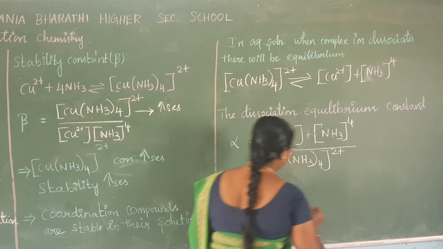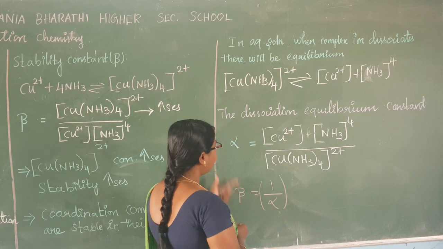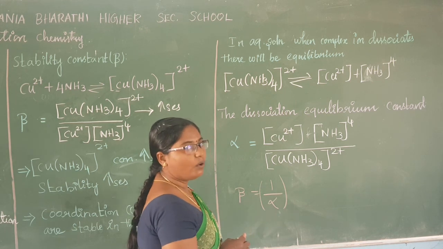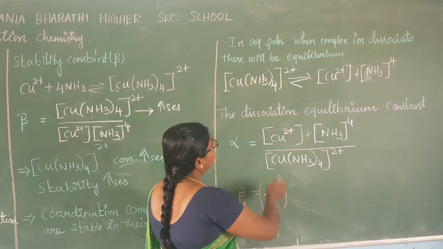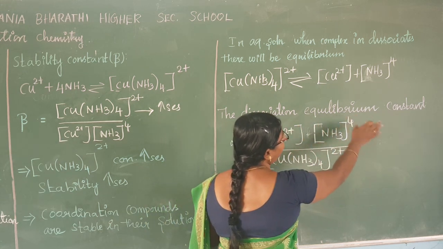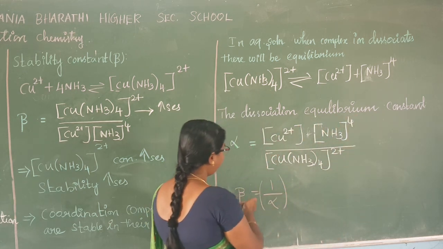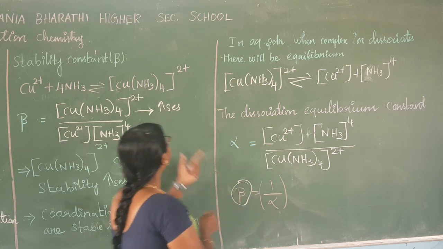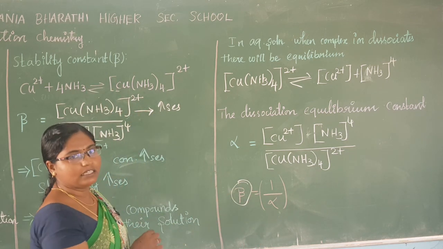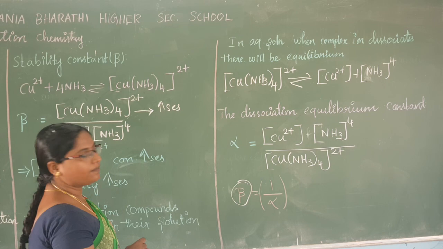Finally, the overall stability constant. How can I write the overall stability constant? The dissociation equilibrium constant is the reciprocal of the stability constant. Is it clear for everyone? Yes. Thank you.